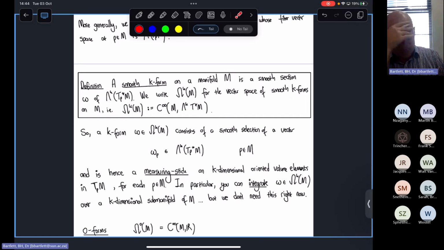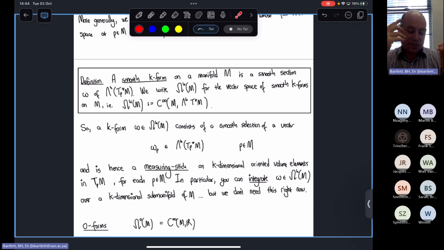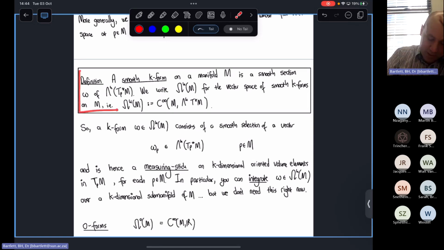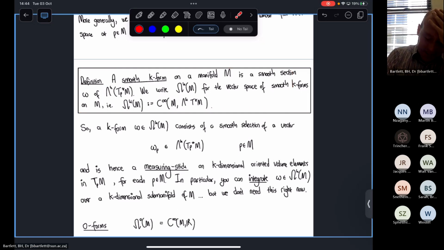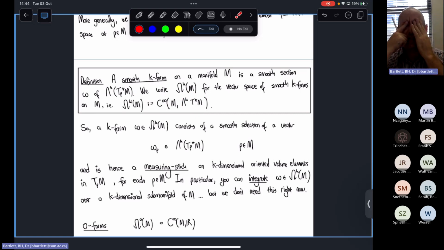Okay, so let's just summarize here. What is the space of zero forms according to this definition? Let's work it out here. So the zero forms is going to be the smooth sections of the zeroth exterior power of the cotangent space. Now, what is the zeroth exterior power of a vector space?